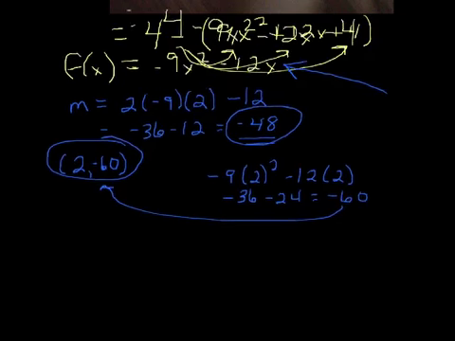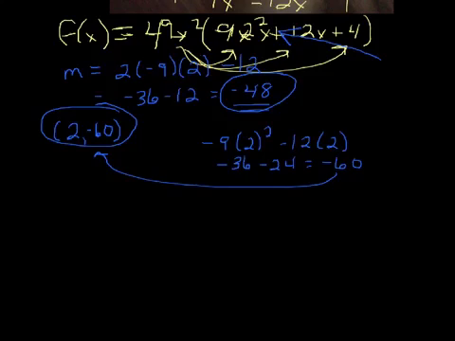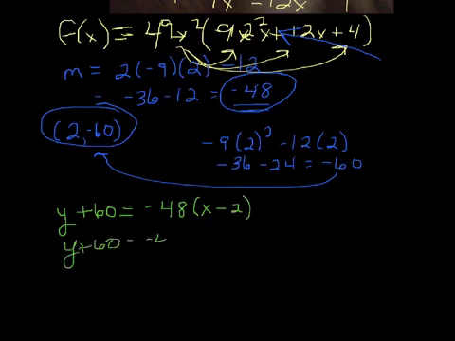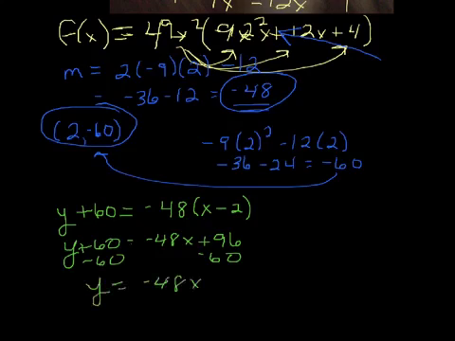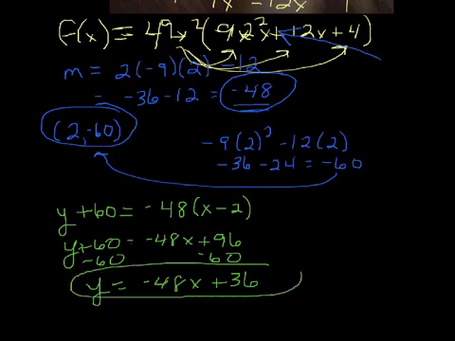So now you can write the equation, which is y minus negative 60, so I'm going to put y plus 60. My slope is negative 48 times x minus 2. Y plus 60 equals negative 48x plus 96. And then you move that 60 over right there. Y equals negative 48x plus 36. And that's the equation of your tangent line.